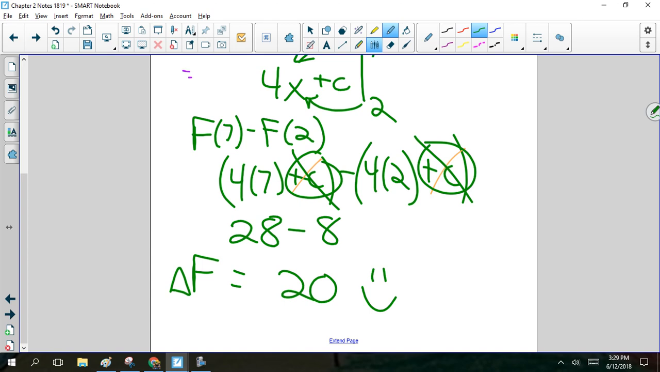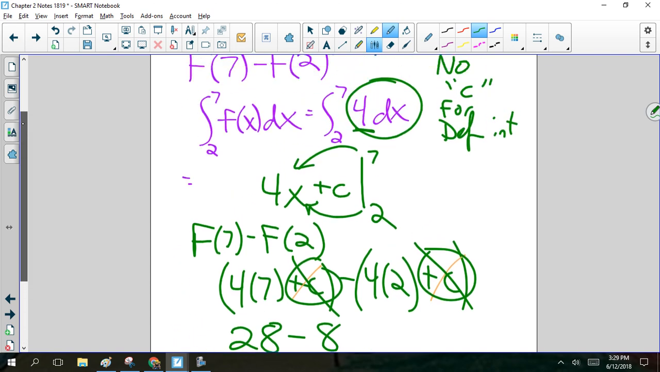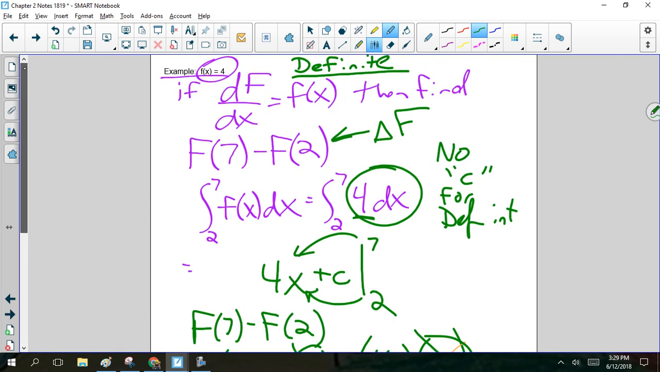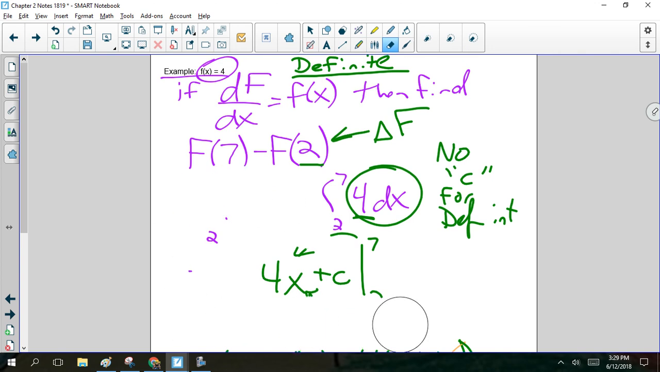I will tell you, in physics, we almost always use definite integrals. So let me show you what this all means. What we just found is that the integral between 2 and 7 was 20. Let's graph this.